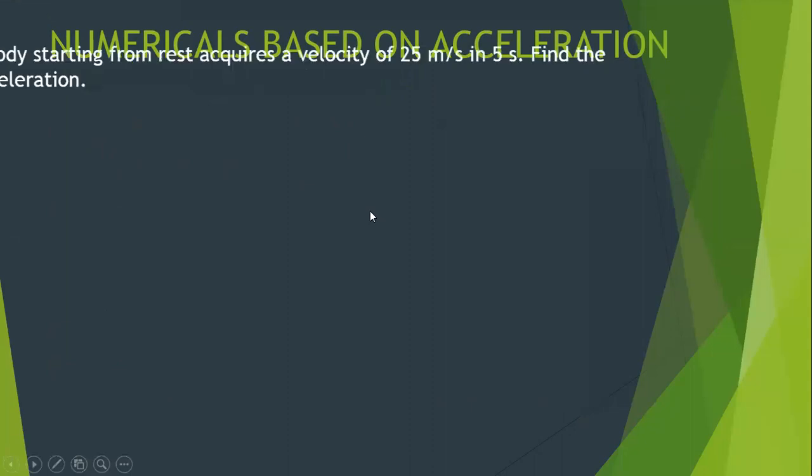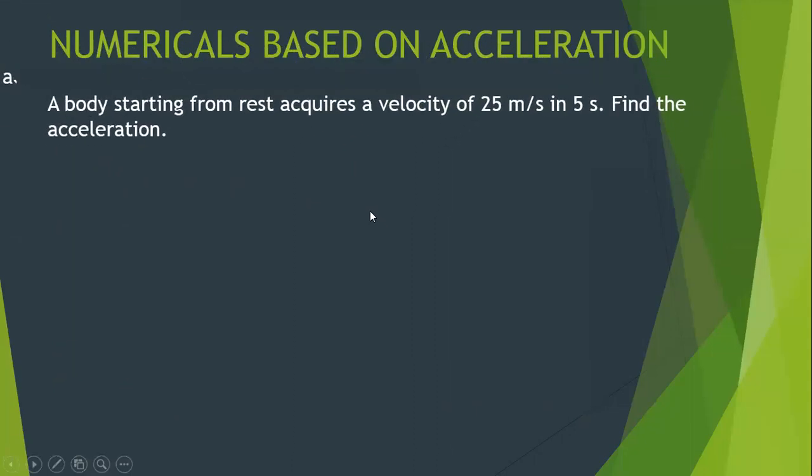Write down. A body starting from rest acquires a velocity of 25 meter per second in 5 seconds. Find the acceleration. Let's solve it now. The first thing you have to do is find out the given. So what is given? My initial velocity is how much? That's a big question. A body starting from rest.